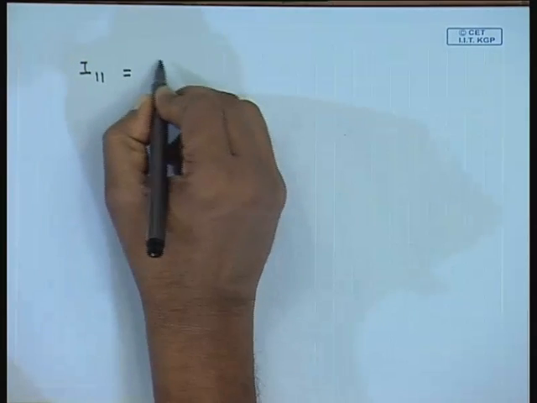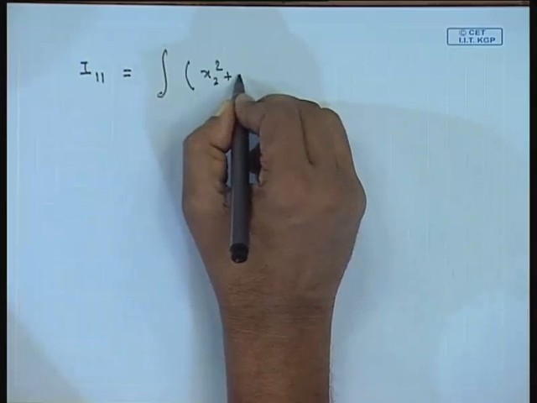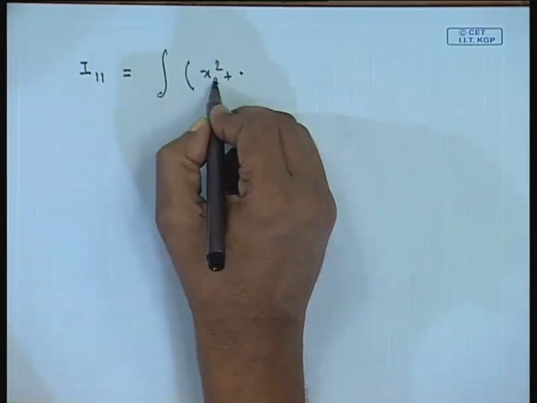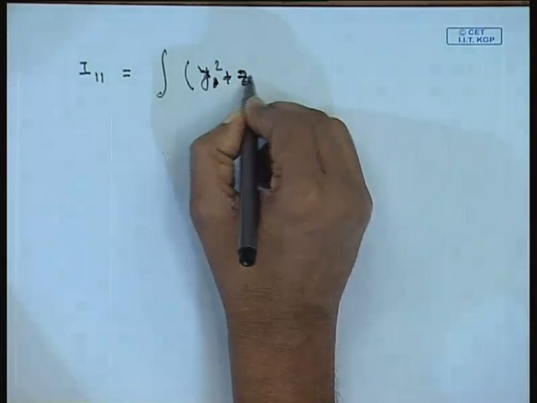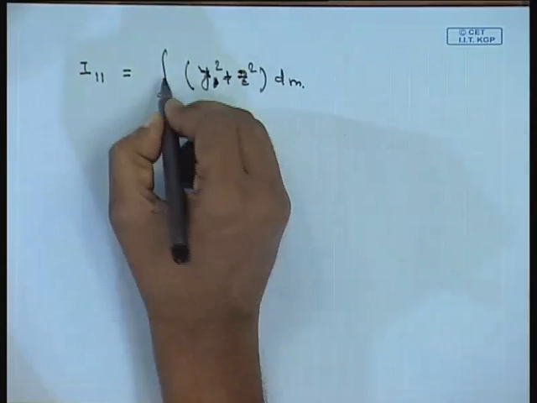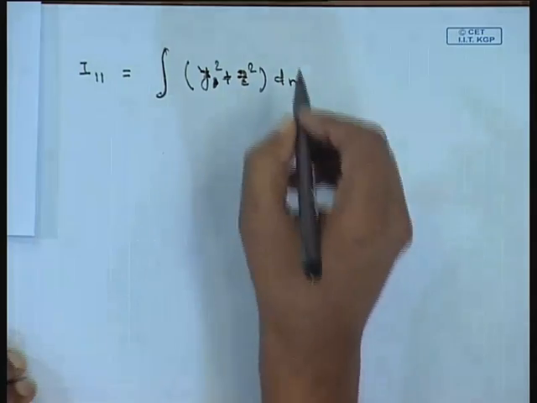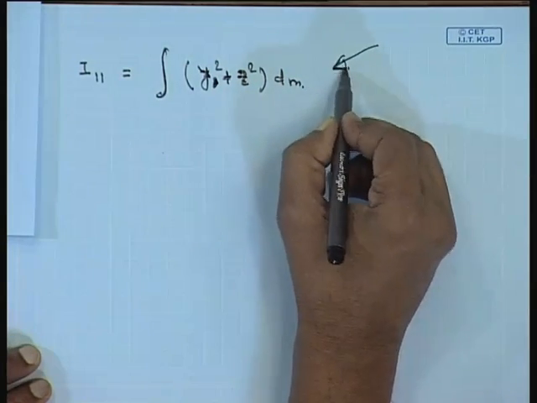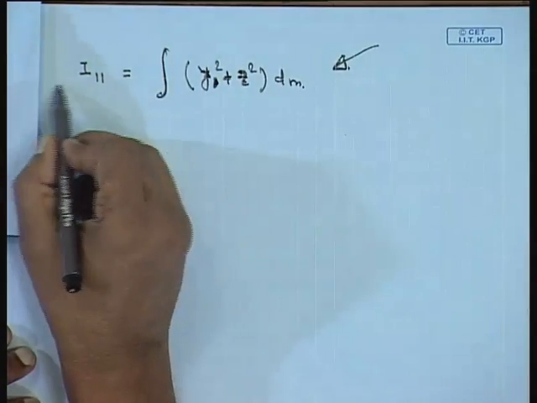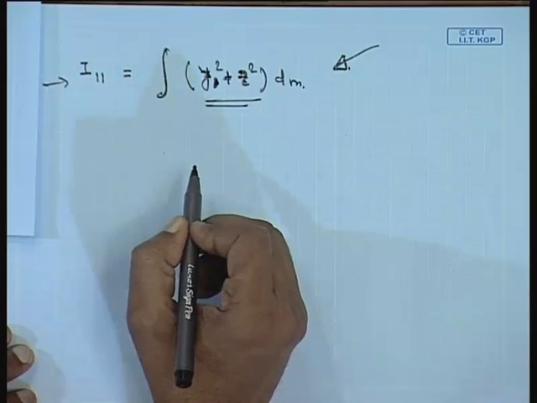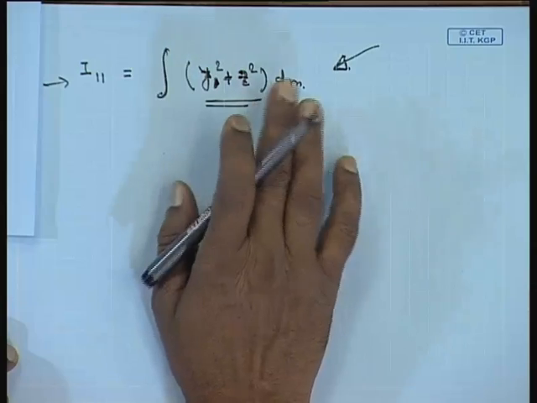So, I11 we can write as the integral of y square plus z square times dm. We are going to develop these things later on. We have still not developed how this term comes in the angular momentum equation, but the I11 term can be written as this.